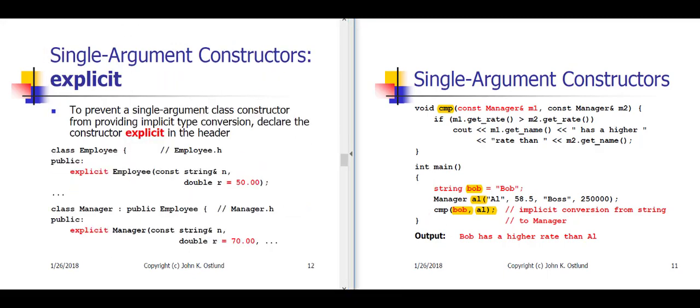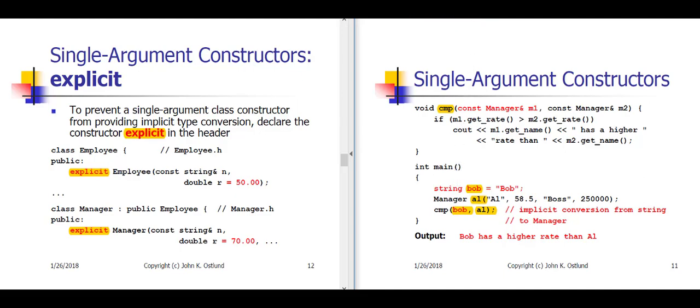We can prevent this error from occurring by putting the word explicit in front of the declaration of each constructor that can be called with a single argument. Here we've done this on slide 12, both for the employee constructor, which receives a required name argument but an optional rate argument, as well as for the manager constructor, which takes a required name and optional rate, title, and budget arguments.